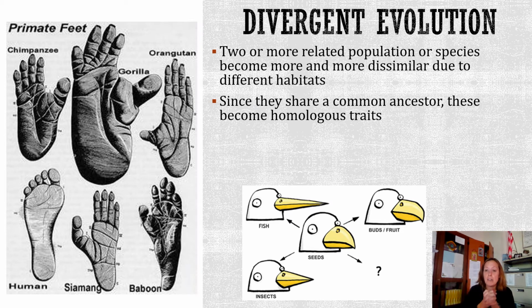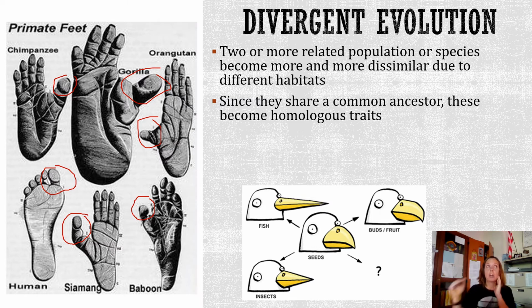Since they share a common ancestor, their traits are going to be homologous. They'll have the same bone structures underneath, the same base. But that base changed slightly, or the base was the same and then the organisms changed as they diverged and became different. Like all of these organisms here, we have big toes on all of these primate feet, but they look different. So in divergent evolution, the structure is going to look different, even though they have the same basic parts.